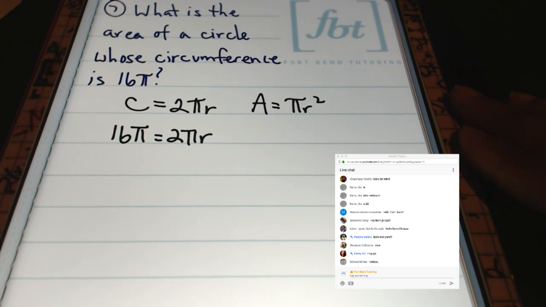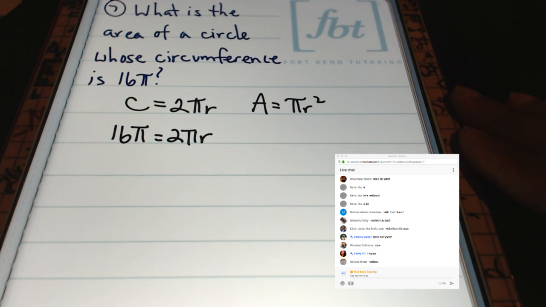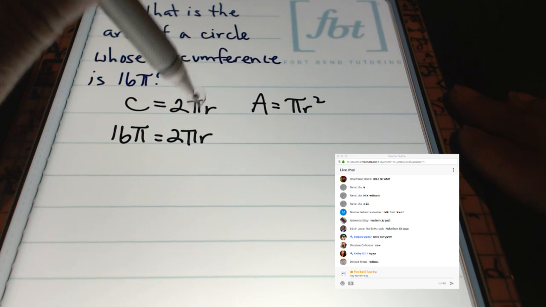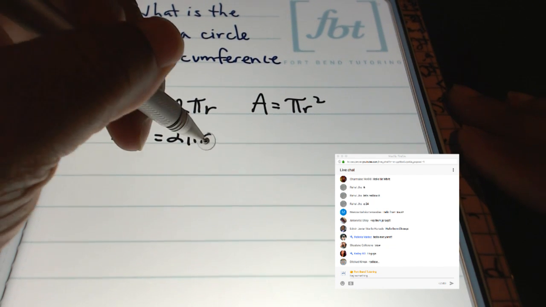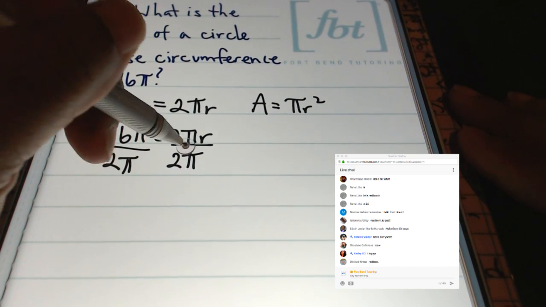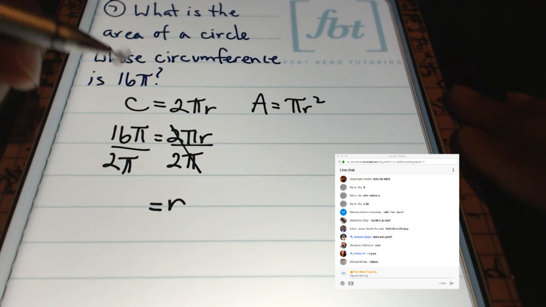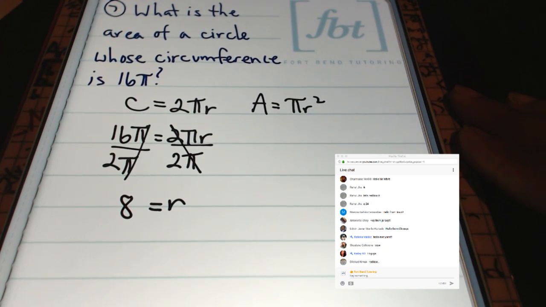See, we're using this formula for the circumference in order to identify the radius, because we need that radius in order to solve for the area of the circle here. Okay, so plugging in the given information of 16 pi and also knowing that the formula for the circumference is 2 pi r, then we can solve for the radius by dividing both sides by 2 pi. That's what we can do. And we'll end up with a radius of 8, ladies and gentlemen. That's right. The radius is 8.